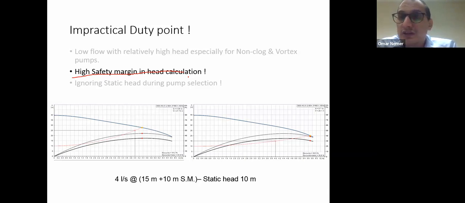So then you will start to find a selection for very big pumps, and maybe it's also not realistic. So you will find that later your pump is working at the end of the curve.